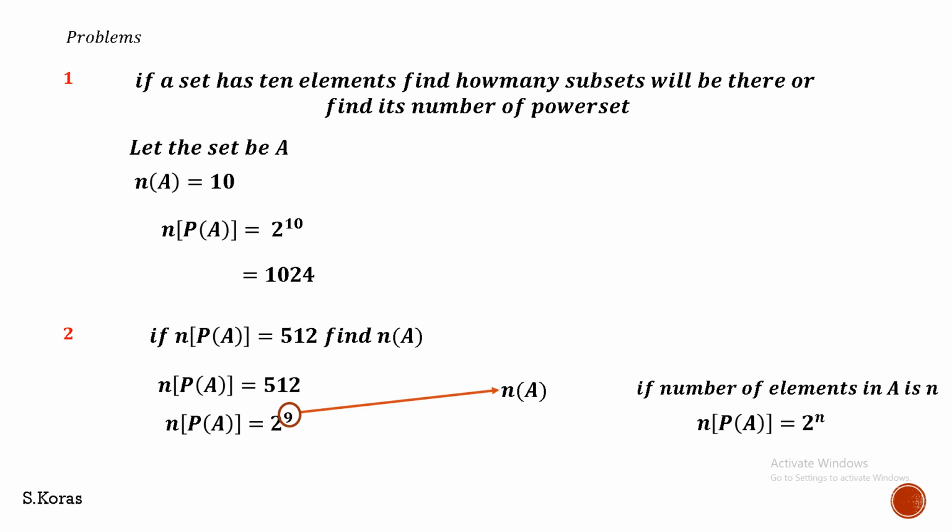So I hope you would have understood what you mean by subset, what you mean by proper subset, what you mean by improper subset, and what you mean by power set, and also how to calculate the number of power sets if the number of elements is given, and if the number of power sets is given, how to find the number of elements.